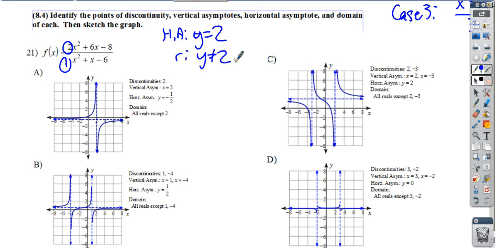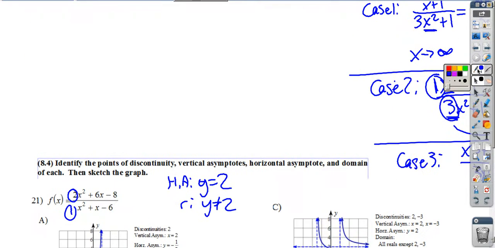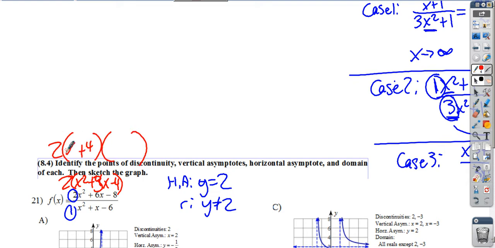Okay, so let's see if we can find that. And actually, let's just do this the long way, just to get the practice of graphing this if it were not multiple choice. So let's start by pulling out a 2 right here. If you do that, you'd have x squared plus 3x minus 4. That's going to factor to what multiplies to negative 4 adds to 3, x plus 4 times x minus 1. And then this bottom one, I believe, will factor to x plus 3 times x minus 2.